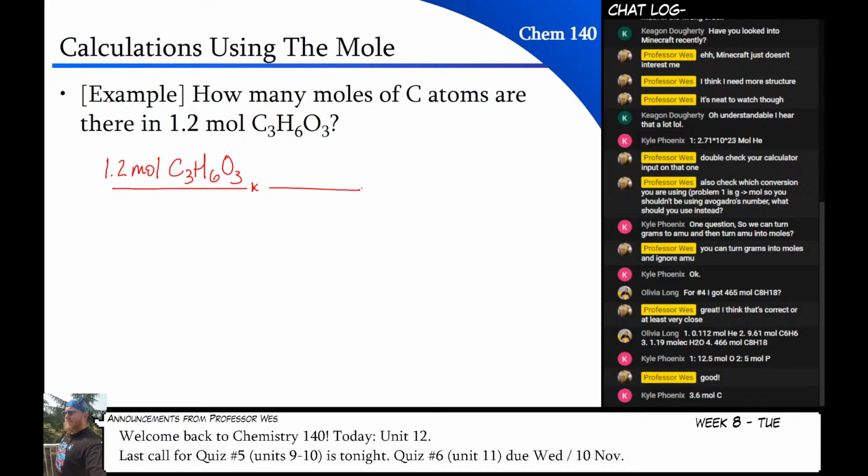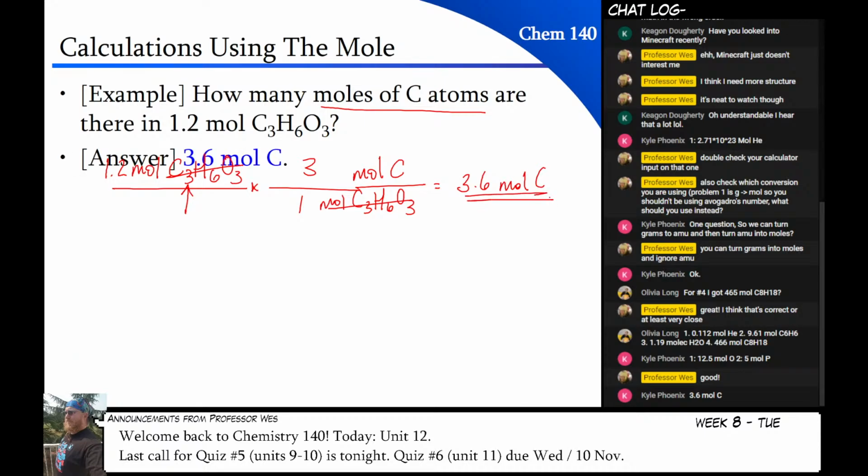And I want to figure out how many moles of carbon are in here. So if I go moles C3H6O3, moles of carbon, how many carbon are in the big thing? Well, it's right here. In one of the big thing, there are 3 moles of carbon. I just want to write carbon there. So there's my answer.